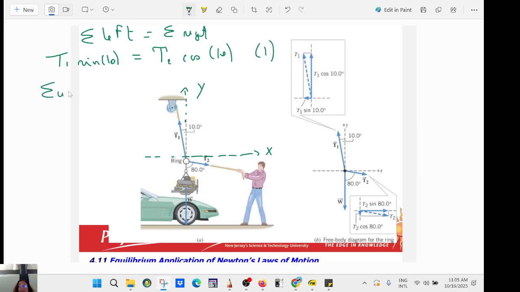And then you can say everything up equals everything down. So what is up? You have T1 cosine 10 equals down. You're going to have the weight plus T2 sine 10. So this is in magnitude. Make sure that if you do it this way, you do not have any negative signs here, just the magnitude. Okay? And then physics stops, and then algebra takes over.